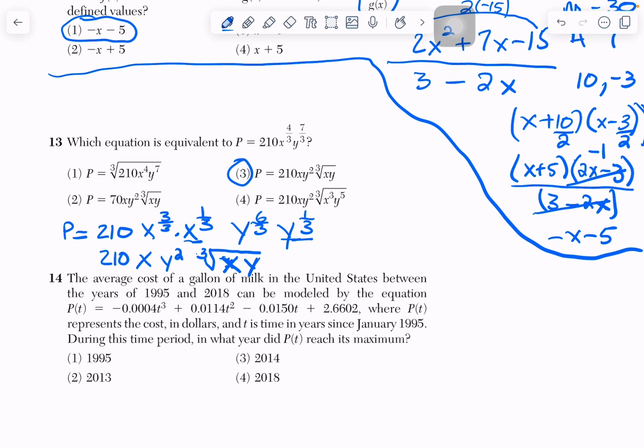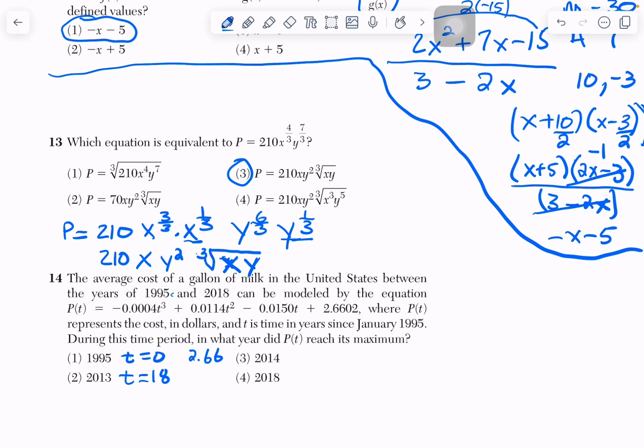All right, the average cost for a gallon of milk in the United States between the year of 1995 and 2018 can be found by the model of the equation. This really wild function. If you think about it, from 95, our t for the first choice would be 0. Right, so the price would be $2.66. Okay, for the year 13, this is 18. T is equal to 18. Now, you can put in 18 and you can figure it out.